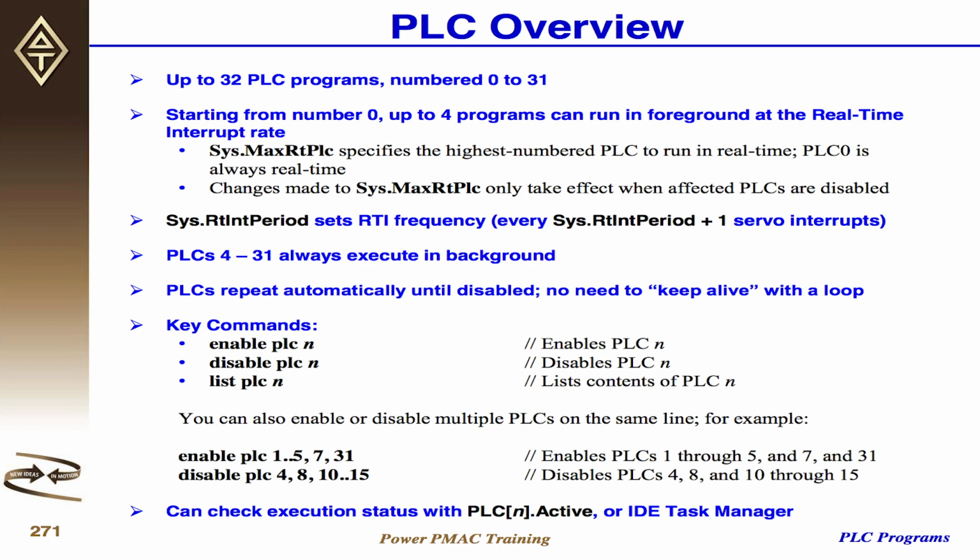You can enable and disable multiple PLCs on the same line if you chose numbers. So you can do enable PLC 1..5, 7, 31 to enable PLCs 1 through 5 and 7 and 31. This only really works if you've chosen numbers, not names. Otherwise it gets kind of confusing. And you can see if a PLC is executing by checking PLC[name or number].Active. That's equal to 1 if the PLC is running. You can also look in the IDE's task manager. It will show a list of all the PLCs enabled.